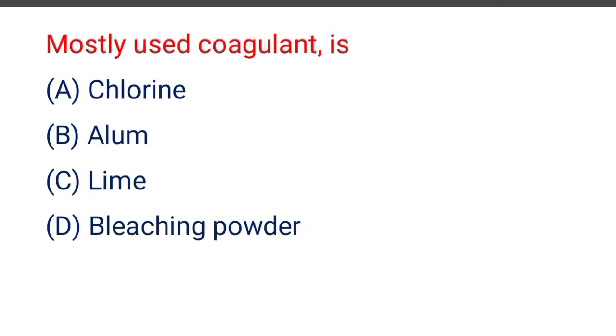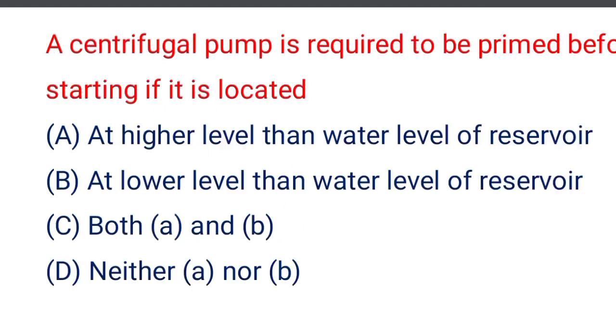Next question, the mostly used coagulant is option A chlorine, option B alum, option C lime, option D bleaching powder. The correct answer is option B alum.